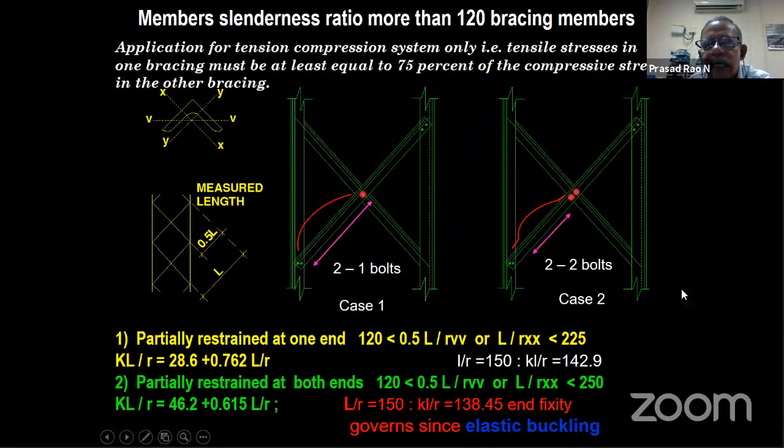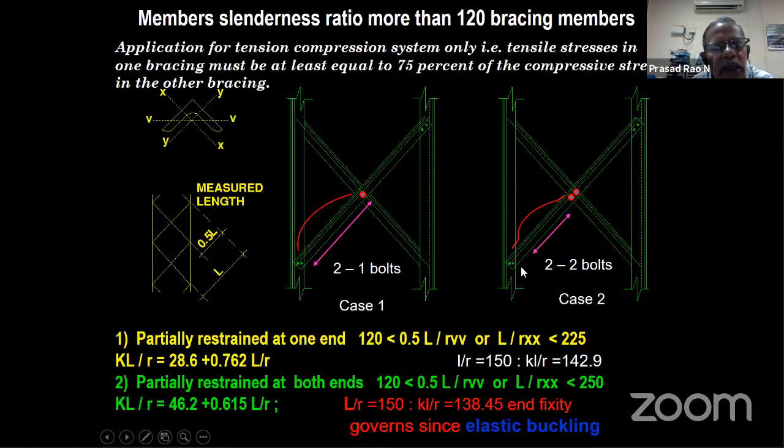And you can see here, the buckling starts after a certain distance. Your effective length will reduce drastically. If you see here, for the same L/R of 150, KL/R will become 138.45. That means I have restraint on both the ends, so I am using this advantage. All these curves are fixed based on experimental values.